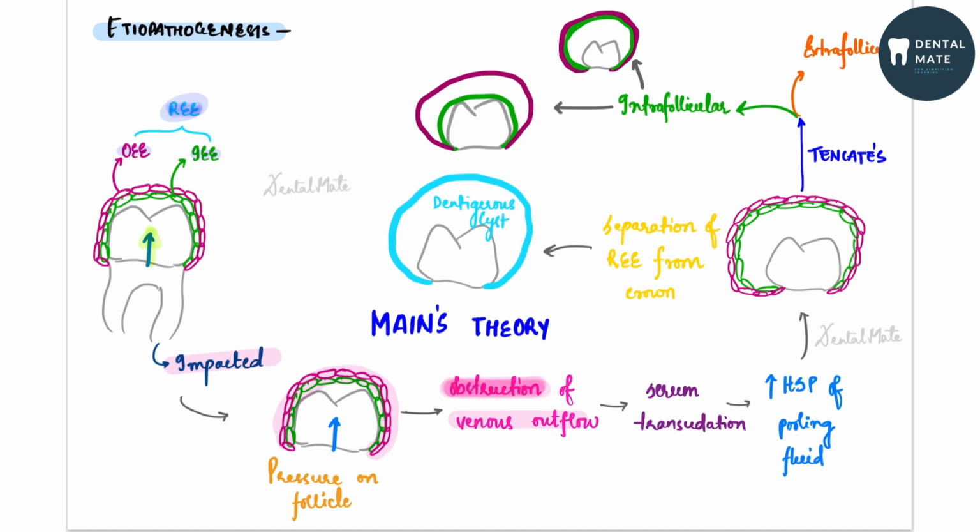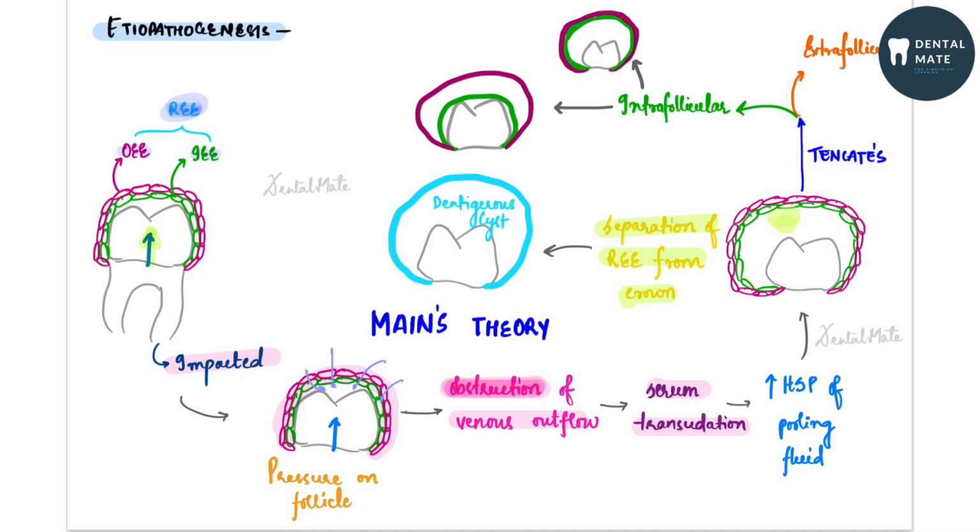This leads to transudation of the serum. All the serum, because of the pressure, there is increased hydrostatic pressure of the pooling fluid. Meaning the pressure of the fluid that comes in here will increase. So there is increased hydrostatic pressure of the pooling fluid. Now, this pooling fluid, because of the pressure, what does it do? It separates the reduced enamel epithelium from the crown.